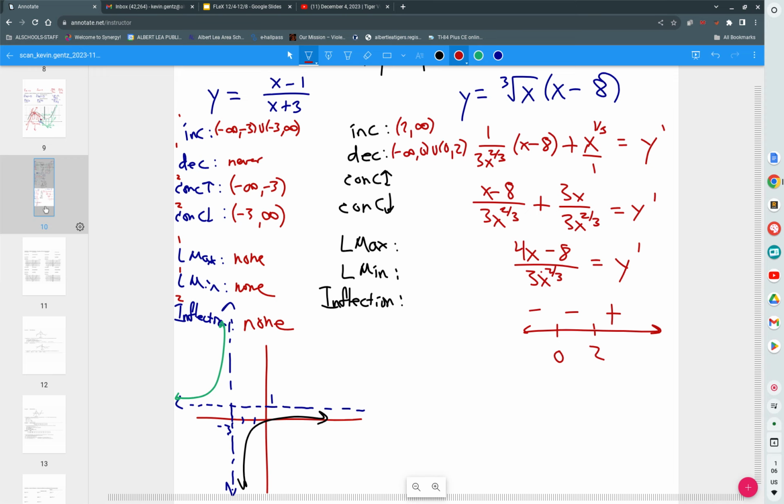What else does this tell me? Local max or local min? Which one? Local minimum occurs where it changes from negative to positive. So I have a local minimum that occurs at 2. Okay, Hannah? That's right. Do I have a local maximum? Nope, there's none.